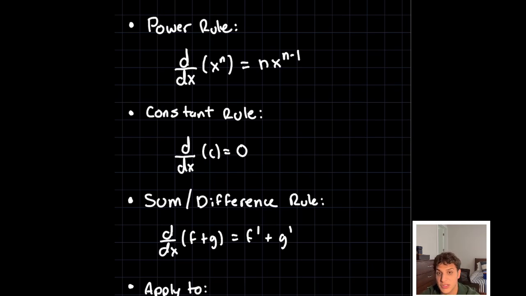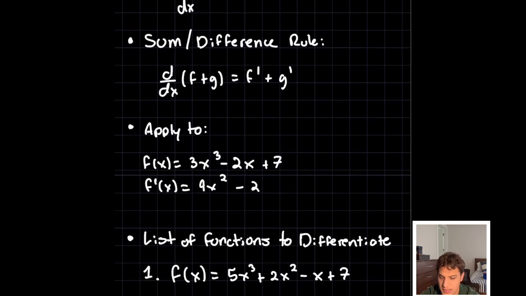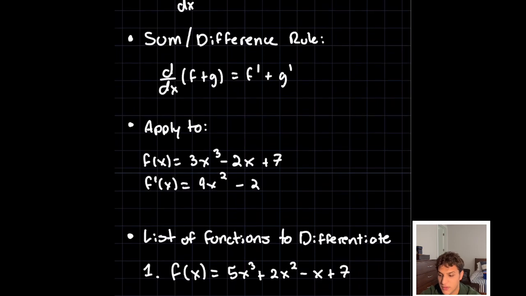Now the third rule is the sum and difference rule, which states that if they ask us to find the derivative of f plus g, we have to find the derivative of f and g. So let's do a quick example so you guys can see. Over here we have the function 3x cubed minus 2x plus 7. The derivative of it is 9x squared minus 2. You see, we have to find the derivative of each of them.